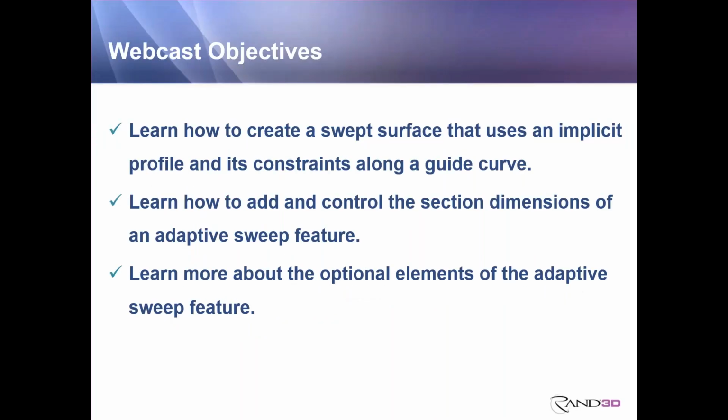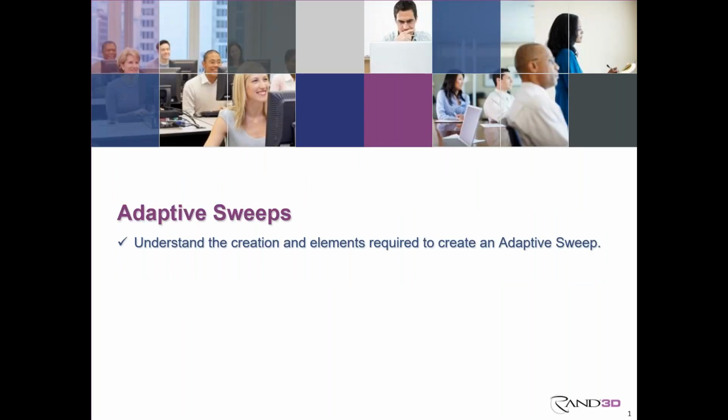So the objectives of the webcast are to learn how to create a swept surface that uses the implicit profile and its constraints along a guide curve. We're going to learn how to add and control the section dimensions of an adaptive sweep feature and learn more about the optional elements of the adaptive sweep feature.